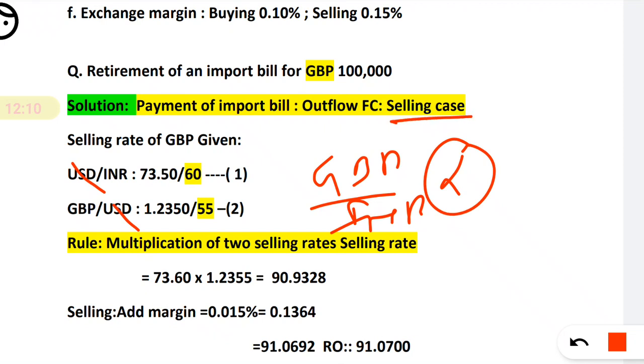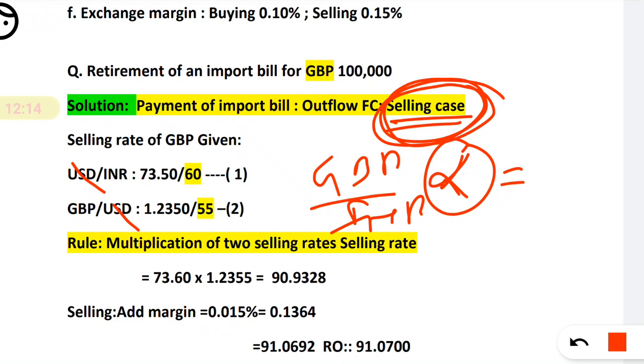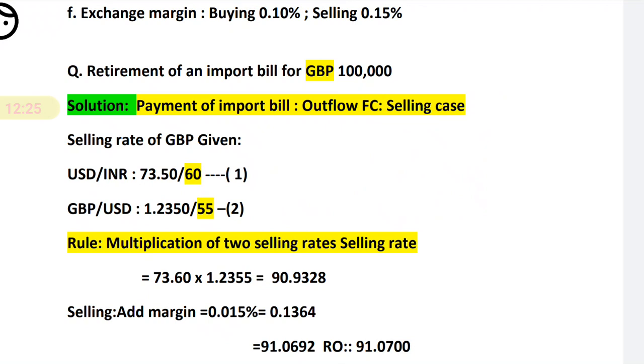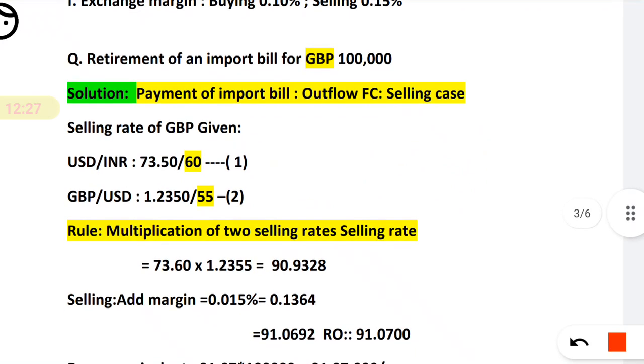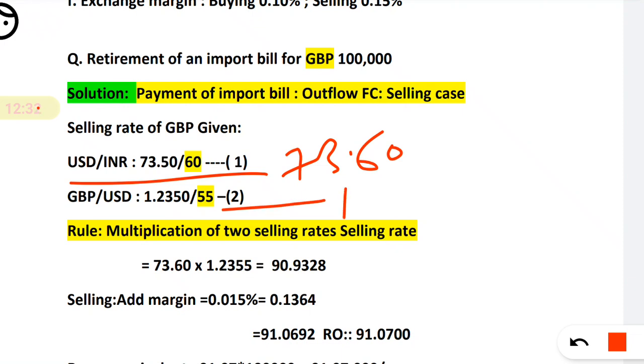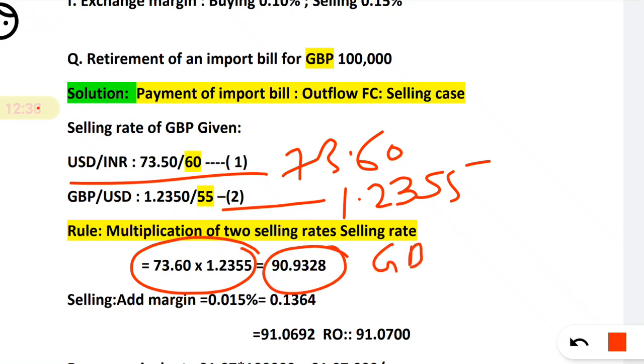And what is the case? Selling case is here, so multiply with the selling rate. Selling rate means what? First is the buying rate, second is the selling. So this is the selling rate. What is the selling rate for the first equation? For the first equation, the selling rate will be 73.60, and for this it is 1.2355. So just multiply the selling rates, and you will get the required GBP slash INR.